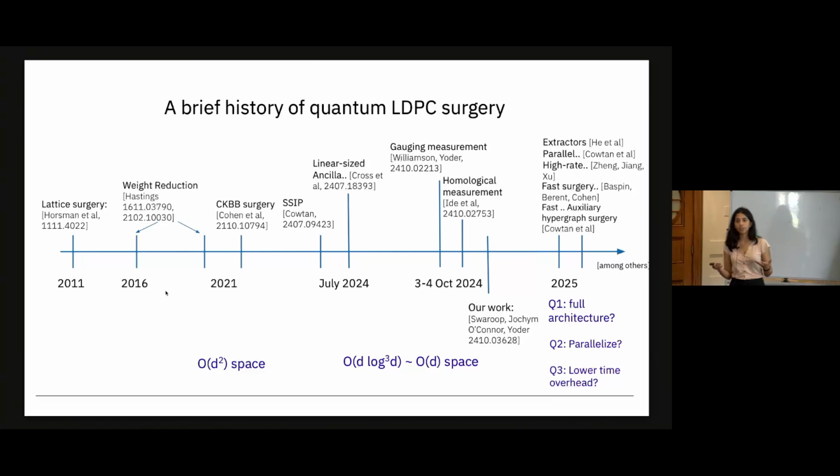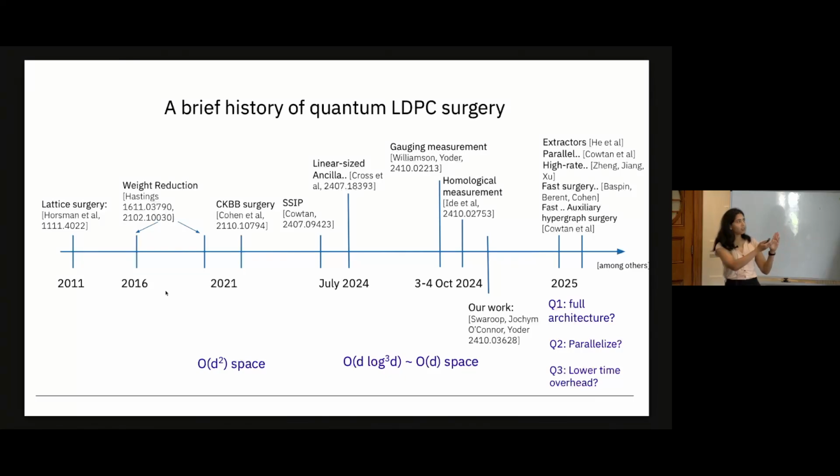the next question is, what does the full architecture look like? What if you want to do many different gates in your code? And you might also not want to do one gate at a time. So how do you parallelize these different gates? Or you might not be interested in a D overhead, like you don't want to do D rounds of measurements. So how do we reduce the time overhead? So these were 3 questions where there's been progress in 2025. So I'm going to talk about the middle of the story.